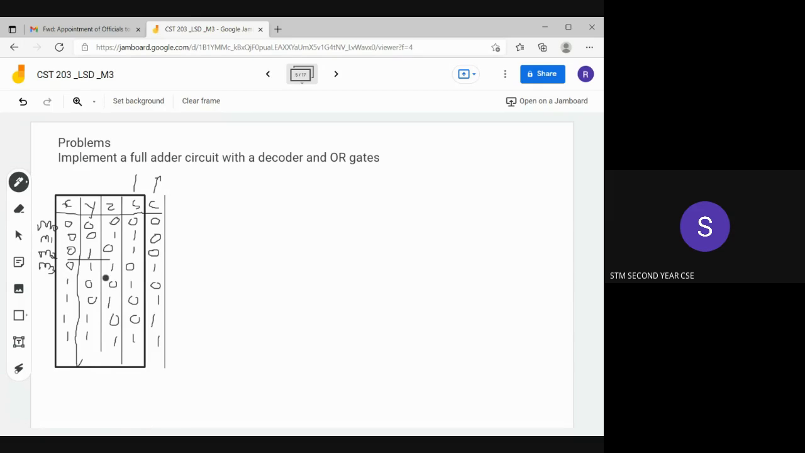Okay. Next one is M4, 1, 0, 0. Then M5, that is 1, 0, 1. Next is M6, 1, 1, 0. Then the last one is M7, 1, 1, 1. Okay. And this is our sum and this is our carry.